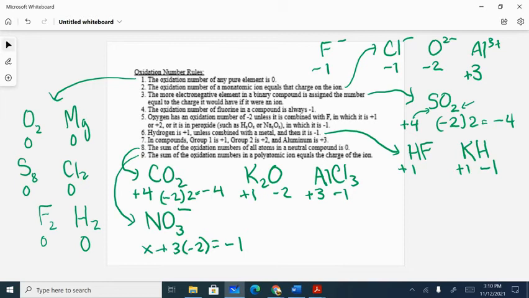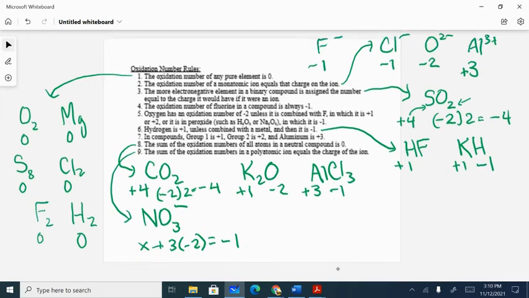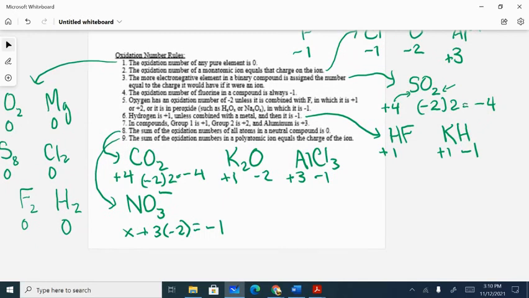So nitrogen will have to be calculated. It's only going to be -3 when it's an anion in back. So it's going to be X minus 6 equals -1. So X in this case, or the charge on nitrogen in this compound, is +5. That's because oxygen is more electronegative. Oxygen is better at taking electrons, so it will have the -2 charge that it wants.